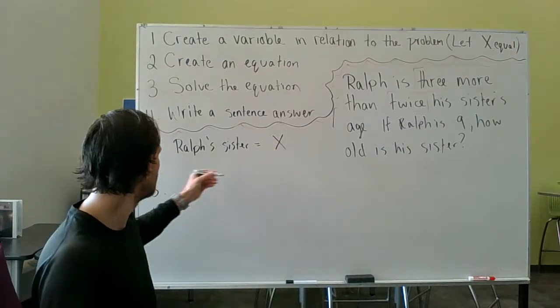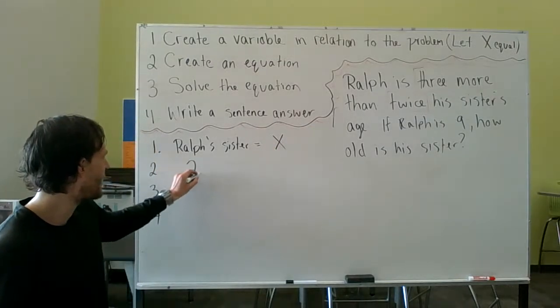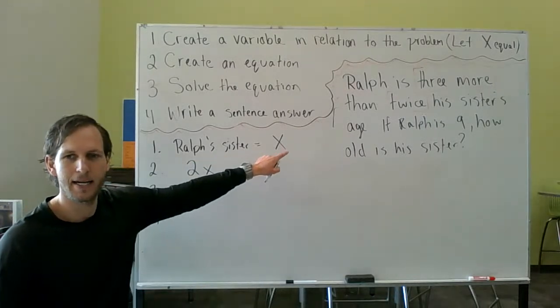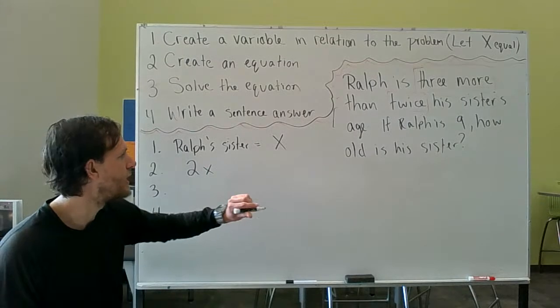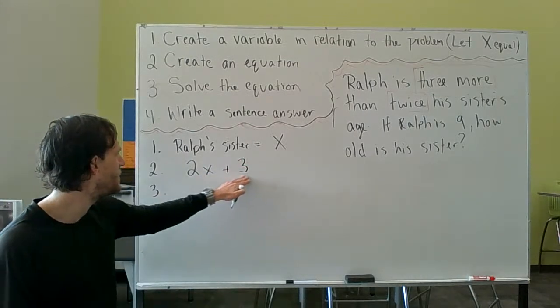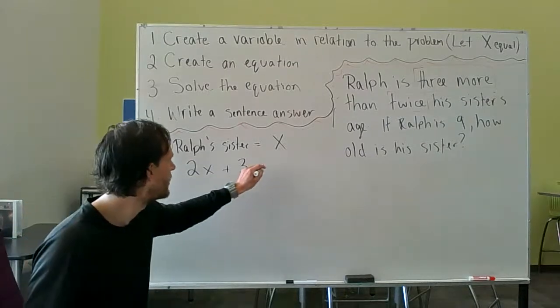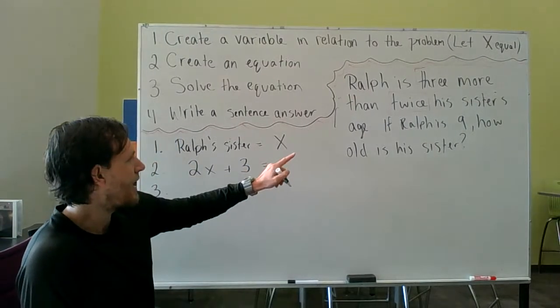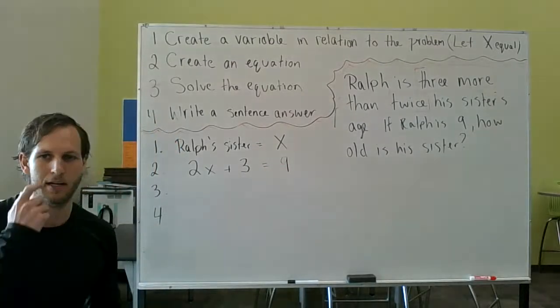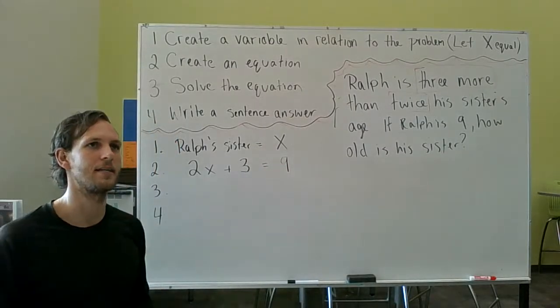So twice is going to be represented by 2x. We have Ralph's sister, and we're going to double that, and we're going to add 3. So 2x plus 3 is going to be Ralph. And that is going to equal, Ralph is 9. So that is the equation that we're looking for, which a number of you have got, which is amazing.